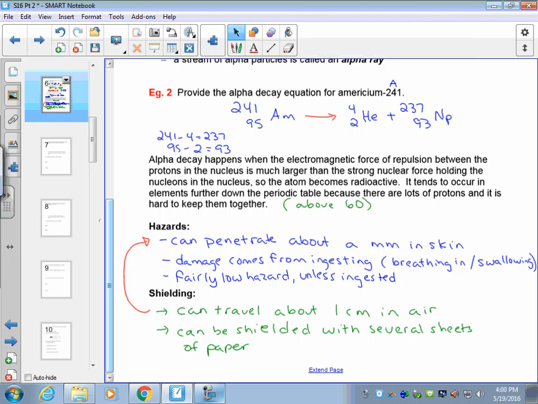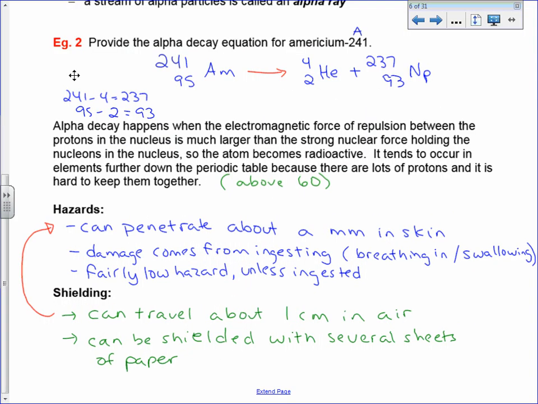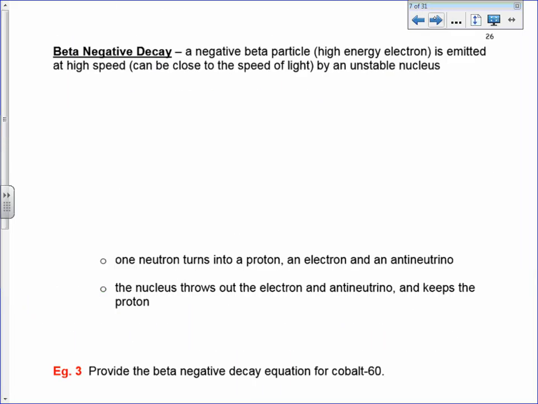Okay. So on the next page, which is page 26, we'll talk about beta negative decay. There are two different types of beta decay, and there are subtle differences between them. Beta negative decay is a negative beta particle, which is a really high energy electron that's emitted at high speed. Usually the speeds they're emitted at are very close to the speed of light, and it is emitted by an unstable nucleus.